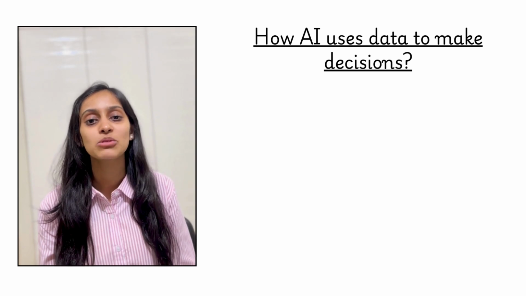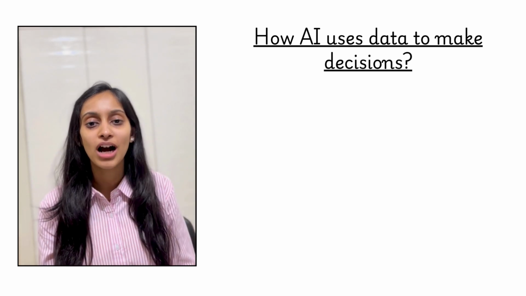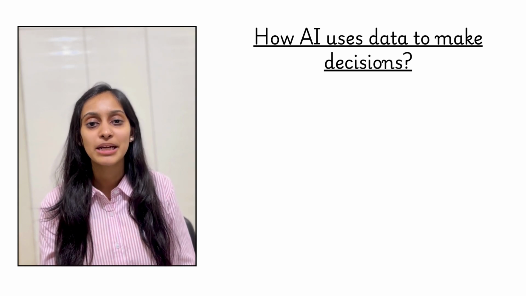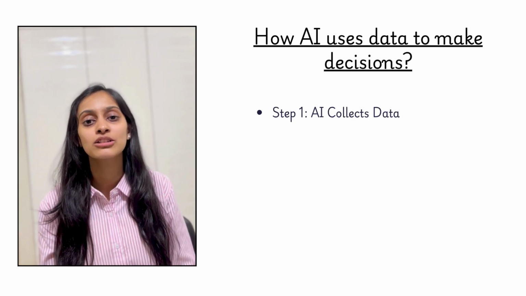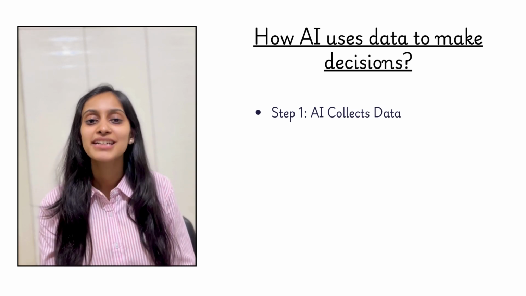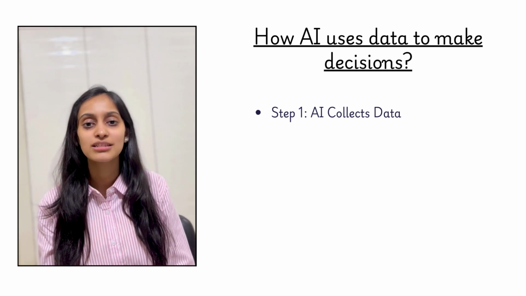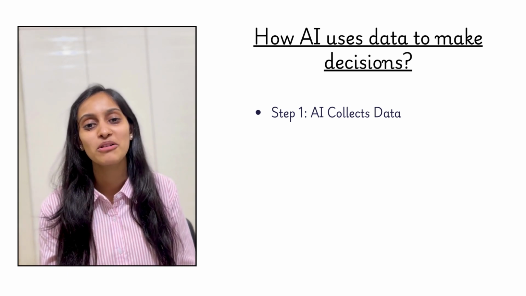Today, let us explore the three core steps of how AI uses data to make decisions. The first step is that AI systems gather a huge amount of data, and this data can come from sensors, websites, cameras, or even from our mobile phones.